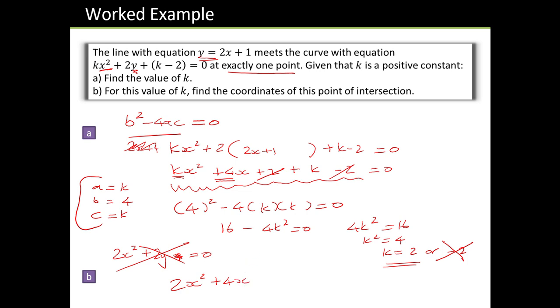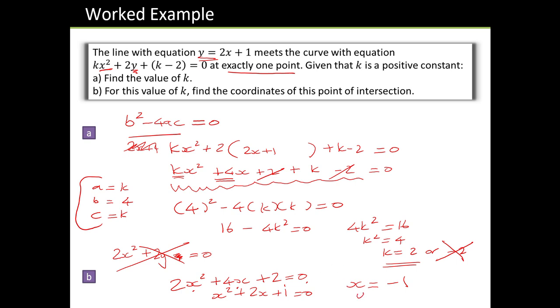The 2's cancel and stuff, so that's fine. Plus 2 equals 0. Divide every term by 2 because there's an equals to 0, so that's an easy step. You get x squared plus 2x plus 1 equals 0. And then if you try and factorize that, you'd get x plus 1, right? So x is equal to minus 1.